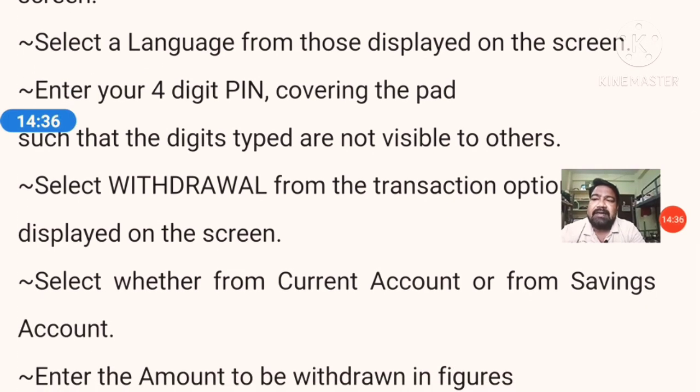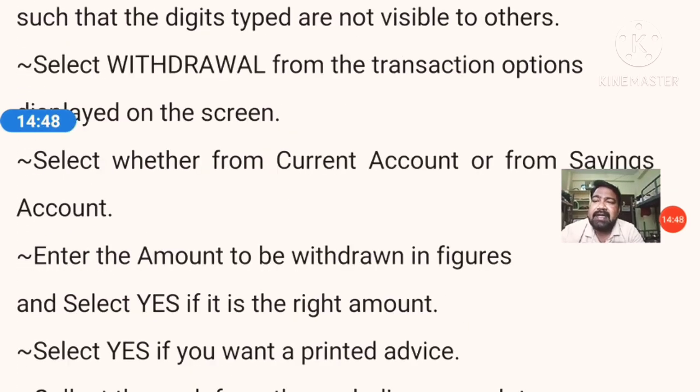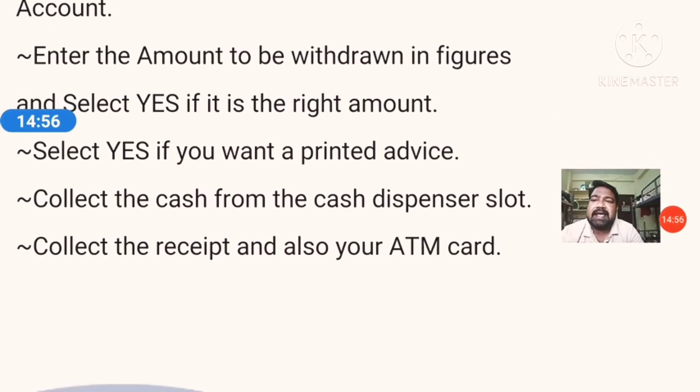Then select withdrawal from the transaction options displayed on the screen. Fine. Then select whether from current account or from savings account. Then enter the amount to be withdrawn in figures and select yes if it is the right amount. Select yes if you want a printed receipt. Then collect the cash from the cash dispenser slot, collect the receipt and also your ATM card and enjoy the money that you have withdrawn. Fine.